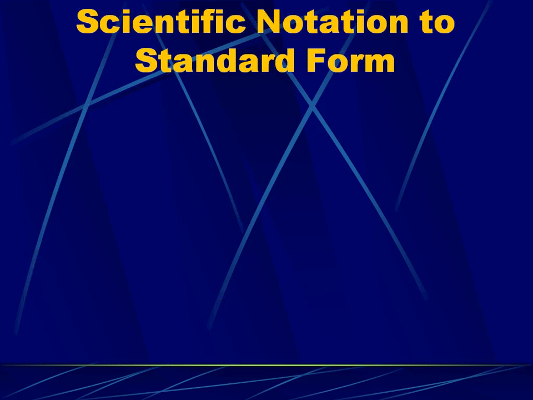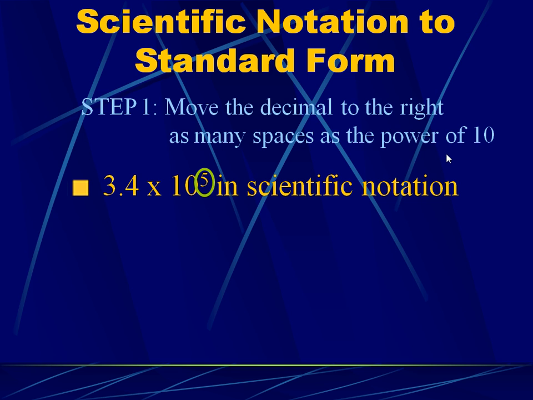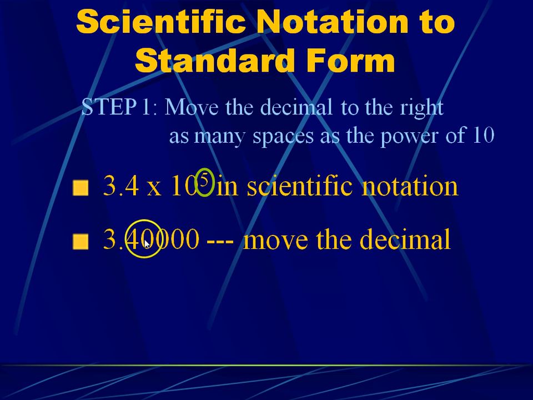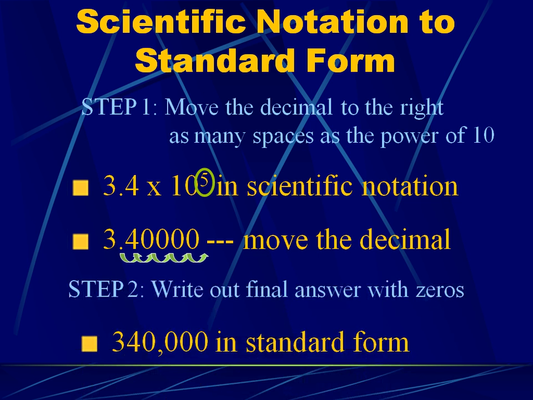So now if we go from scientific notation back to standard form, we're going to move the decimal to the right as many spaces as the power of 10. So 3.4 times 10 to the 5th in scientific notation becomes 1, 2, 3, 4, 5. We're going to move the decimal to here. And we get 340,000.